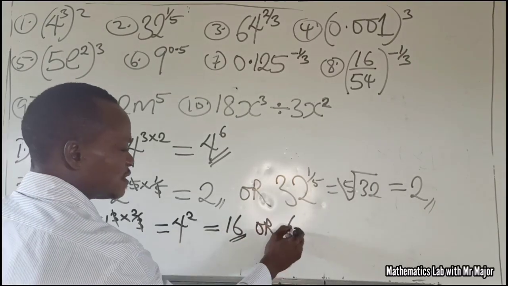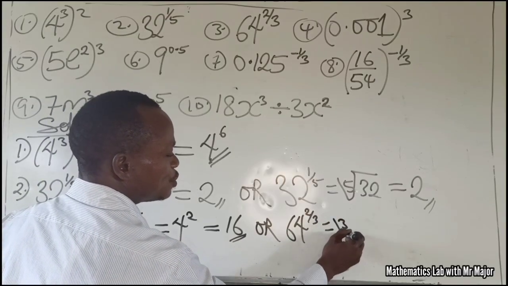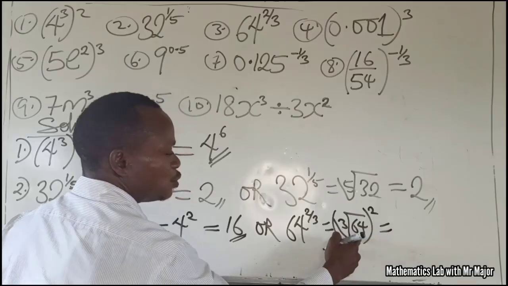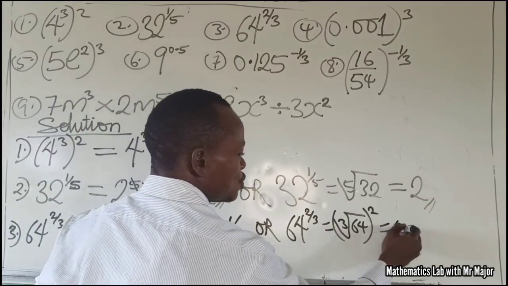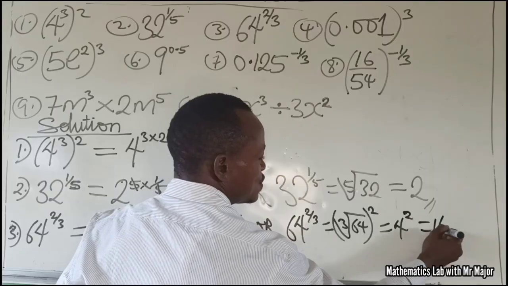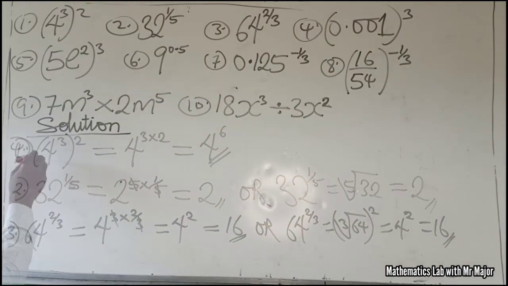Alternatively, you can say 64 raised to the power of 2 over 3 is equal to the cube root of 64, then raised to the power of 2. Cube root of 64 is 4. So that means 4 raised to the power 2, which is equal to 16. So you can do it like this or like this.